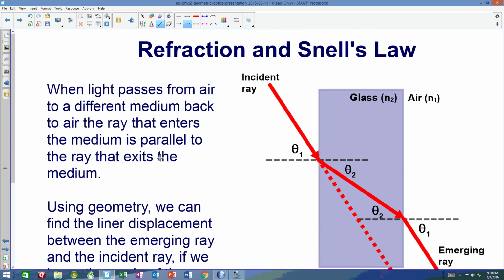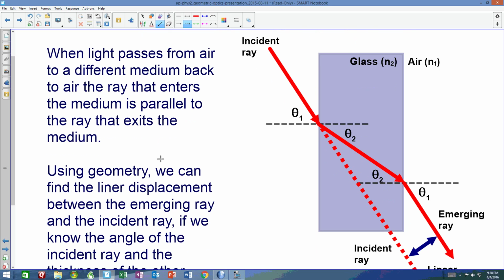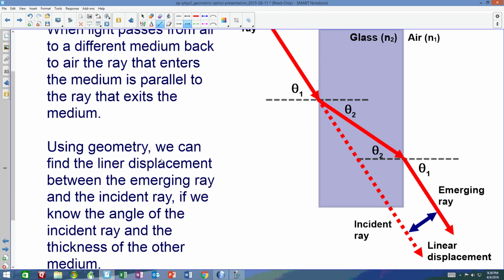When the light passes from air to a different material and then back to air, the light ray that enters the medium is parallel to the light ray that exits the medium. It's just going to be shifted. And there's a linear displacement of that light ray because of it going from air to glass to air.